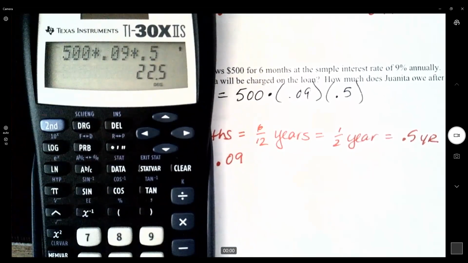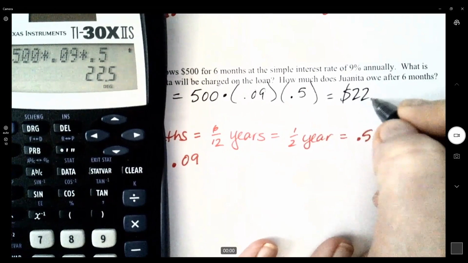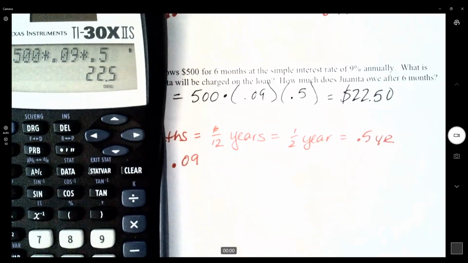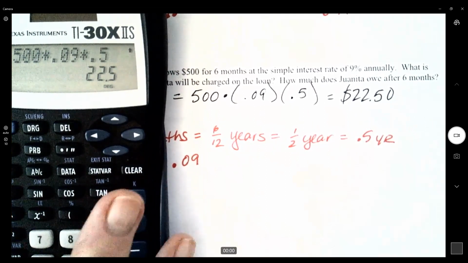So the amount of interest that will be charged to her is going to be $22.50. Remember, this is money. So rounding it to the nearest hundredth is the only appropriate place to be rounding these numbers to. Showing any additional decimals after that would not be appropriate, as the penny is the smallest monetary unit.